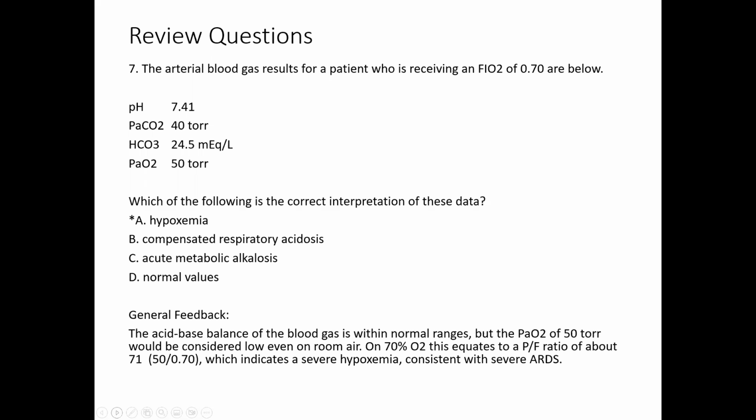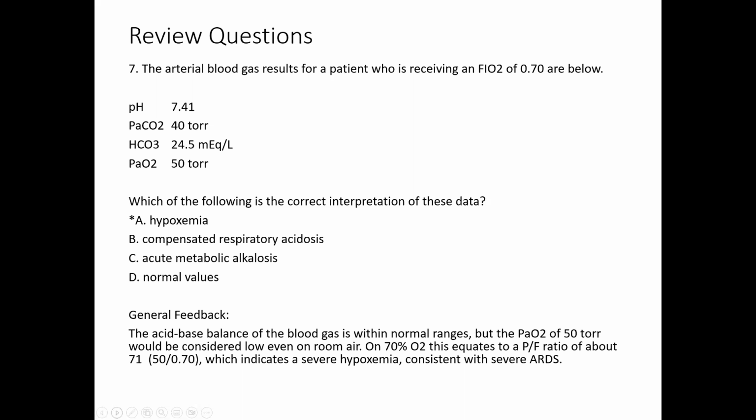On 70%, remember your P to F ratio, and we'll go over this more over the course of today, but the numerator, the top number, is what? It is your PaO2 of 50. The bottom number is your FiO2 expressed as a decimal. So it's the top number, 50, divided by 0.7, and you end up with about 70, 71.